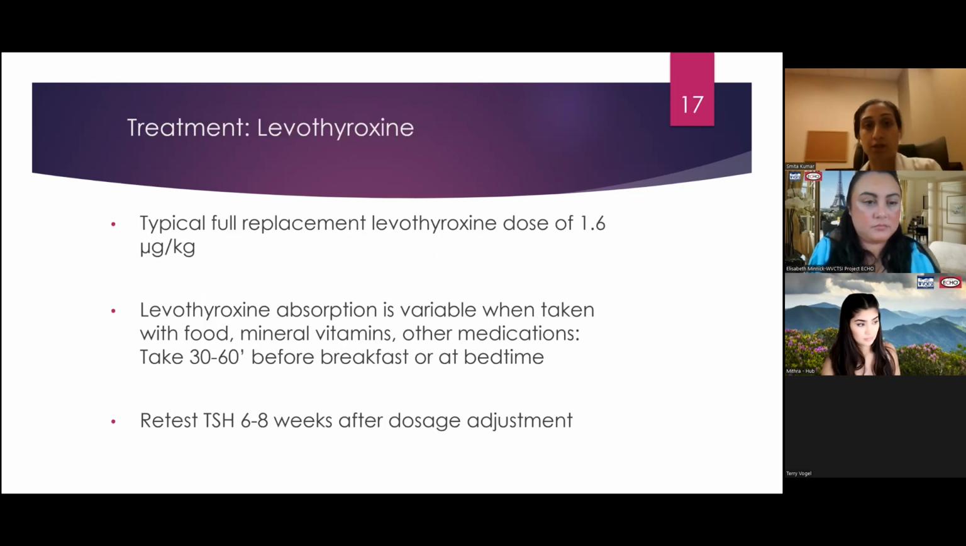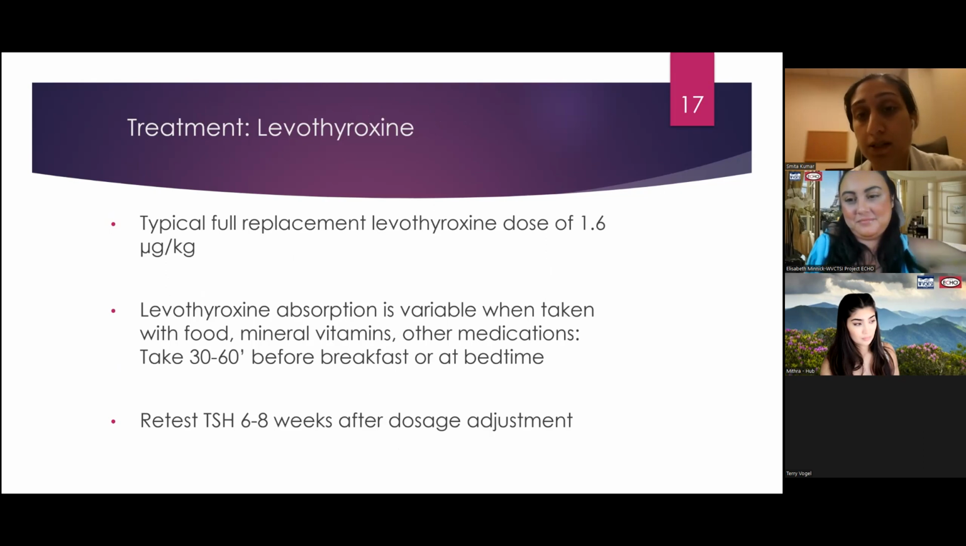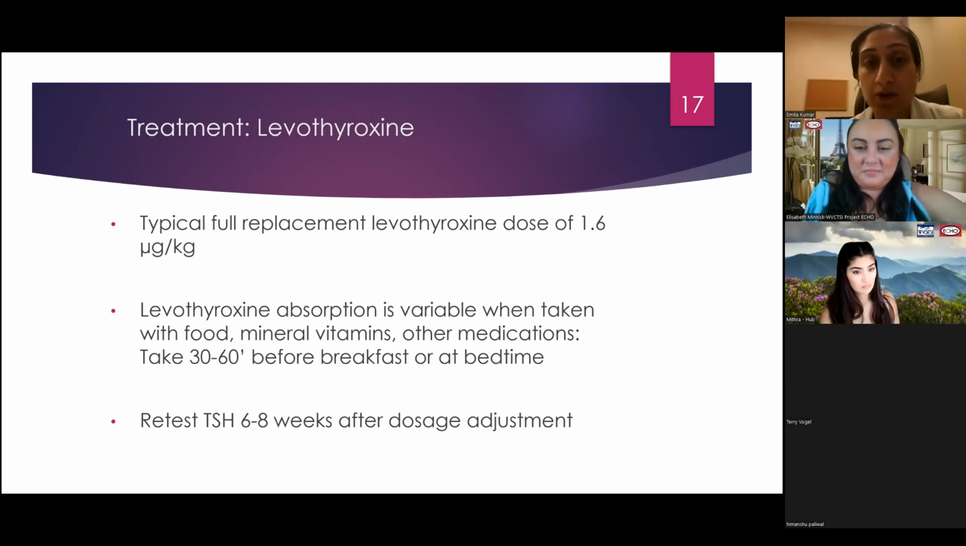Treatment for hypothyroidism is relatively straightforward. So basically you're just replacing the thyroid hormone with levothyroxine. So levothyroxine is T4. A weight-based dose of levothyroxine is 1.6 micrograms per kilogram. So this can give you an idea of where to start the patient.